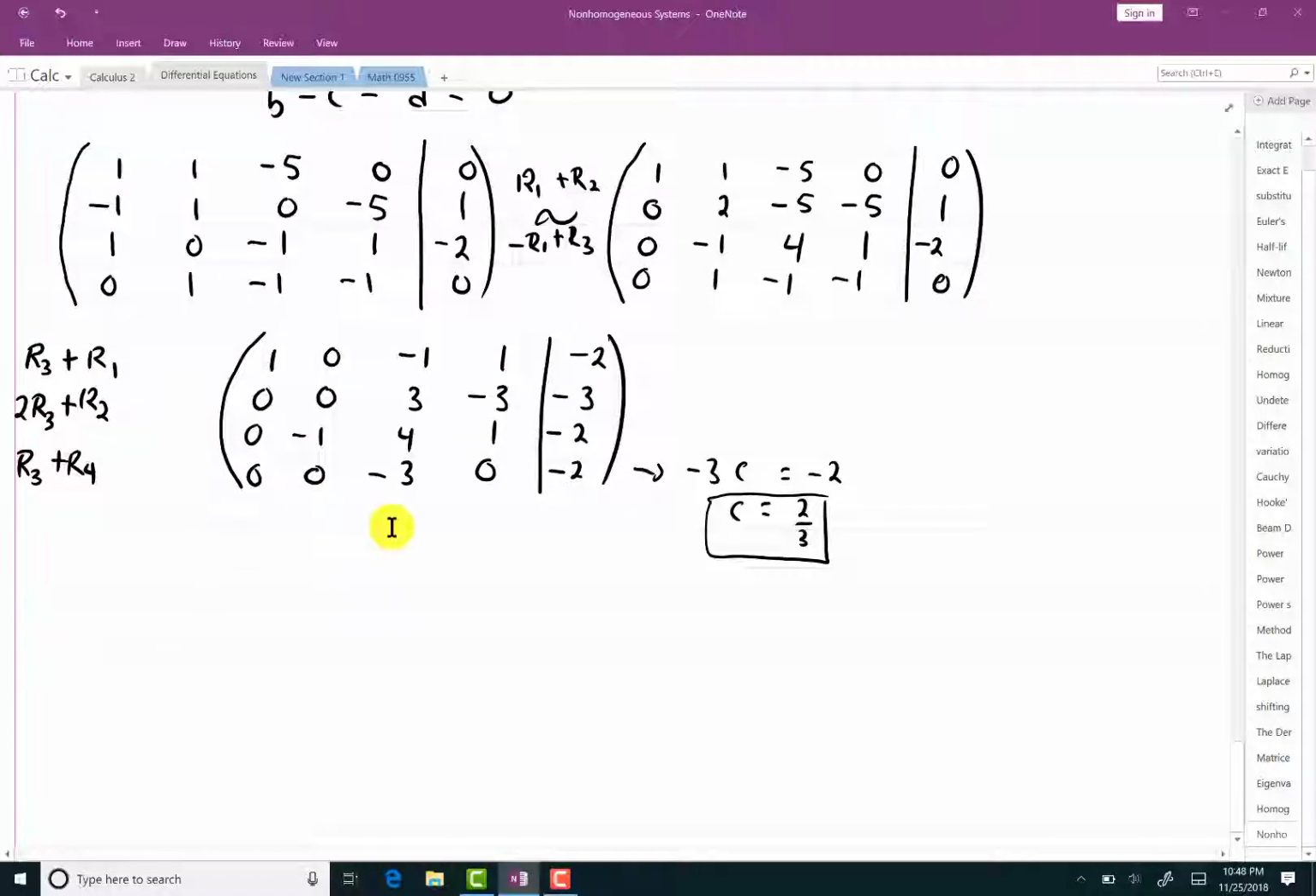Now, I'm going to keep going here because I want to wipe out more stuff. For example, right here I noticed if I take row 4 and add it to row 2, I'll be able to wipe out this particular coefficient and I'll have a similar situation to what I had here. So I'm going to take R4 plus R2. That's all I'm going to do right now.